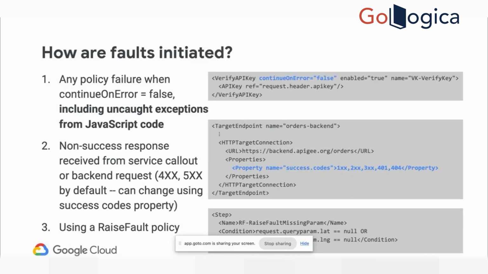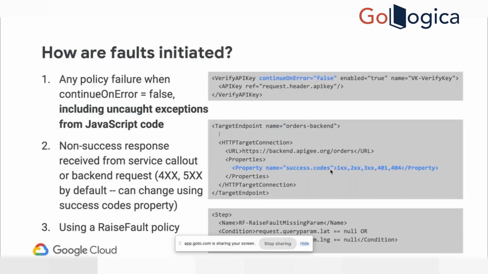So 200 and 300 by default is success. Now if, on certain conditions, you want to treat some of the 4xx or 5xx also as success, for example you want to treat 401 as a success, or 404 as success, 403 as success, whatever you want to treat as a success, then you can define this in the property called success code.